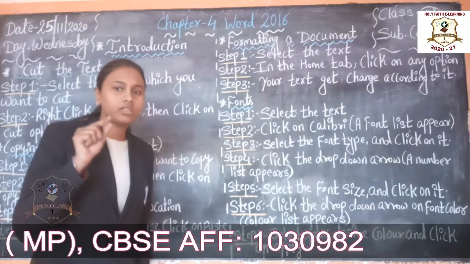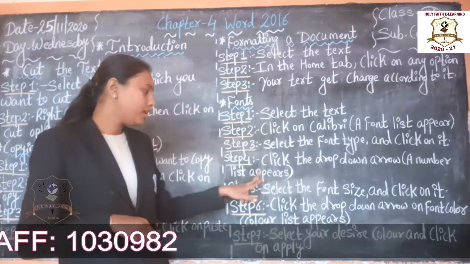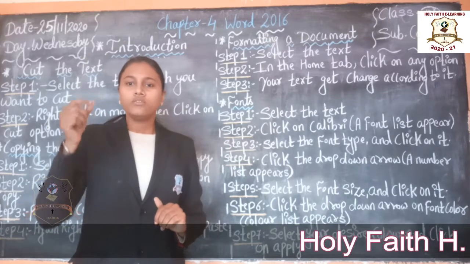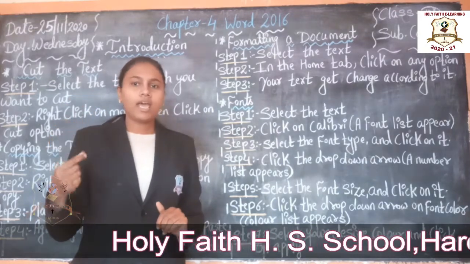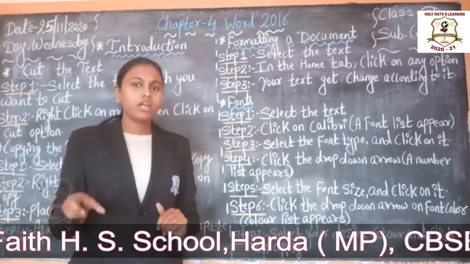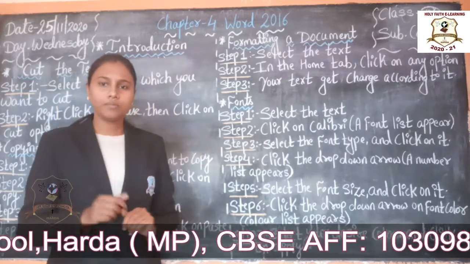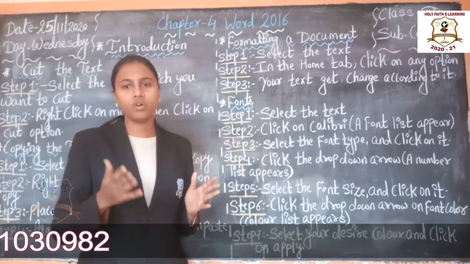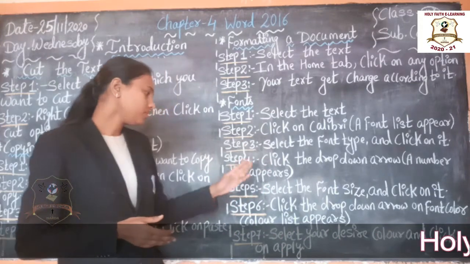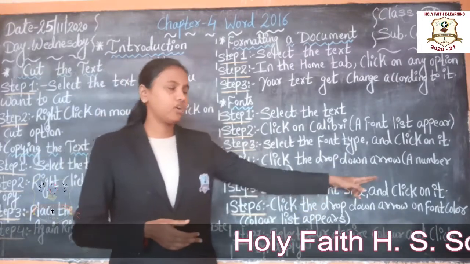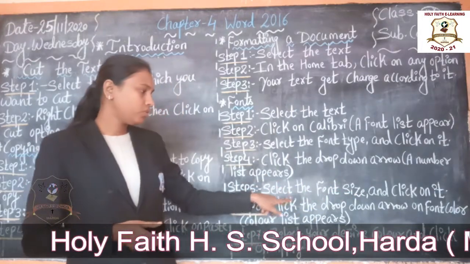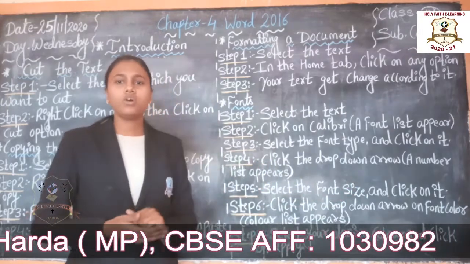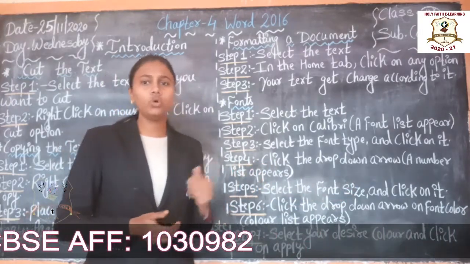When you click on that drop down arrow, a number list will appear, like 2, 4, 6, 8, 10, 12, like this. Different numbers will appear. From there you can choose the number for how much bigger or smaller you want your text. Select the font size and click on it. In this way your font size will be changed accordingly.